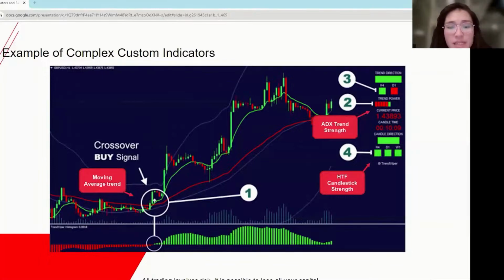This custom indicator has multiple confluences such as moving average, ADX trend, and trend signaling on the higher time frames. So this shows us that custom indicators can be pretty flexible in terms of confluences, and users can be creative with it if they decide to create their own indicators.